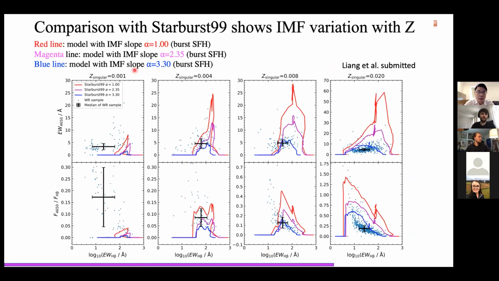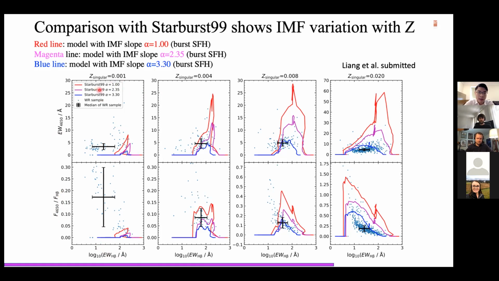So first, let's compare some of the parameters. This is comparing with the Starburst99 model, so it's a single stellar evolutionary model. Different lines are the model predictions on this 2D parameter space, and all the dots and the crosses are from the observational sample. This is comparing the equivalent width of the WR feature versus the equivalent width of H beta. And on the second row is the flux of the WR feature normalized by the flux of the H beta line. You can see the model lines behave like evolutionary tracks on this parameter space. And from left to right, we have increasing metallicity grids.